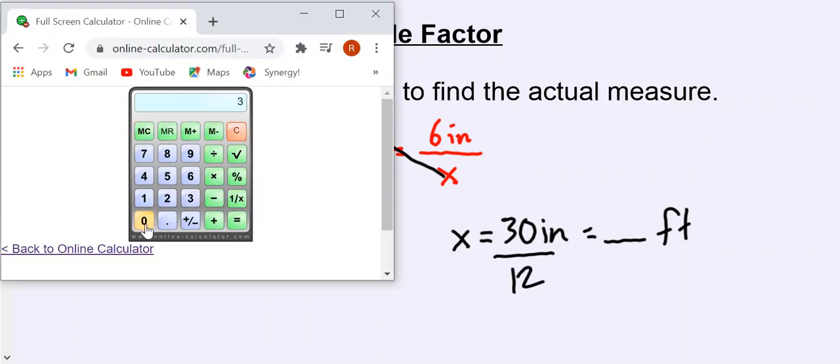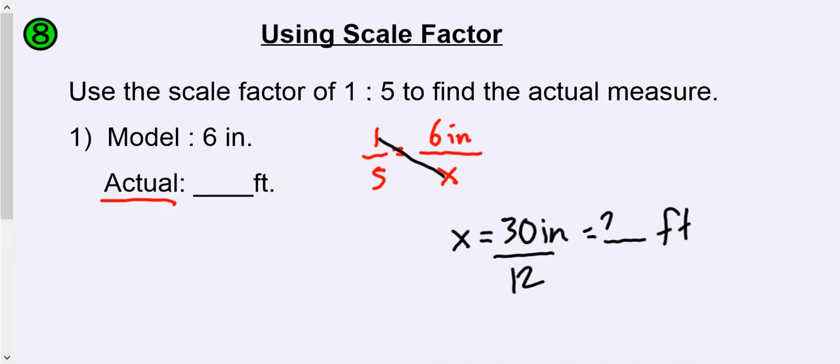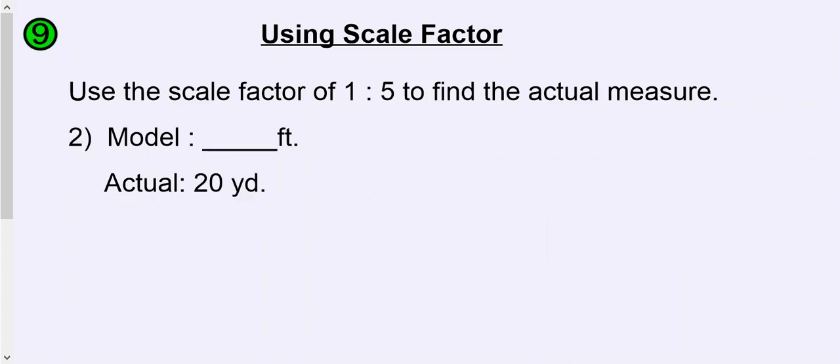And so we got 30 divided by 12, and that's going to be equal to 2.5. So 30 inches is equal to 2.5 feet. So the actual size of the model is 2.5 feet. So this is a situation where you can use the scale factor, and it doesn't give you units, but then at the end we needed to convert our inches into feet. Alright, let's look at another one here.